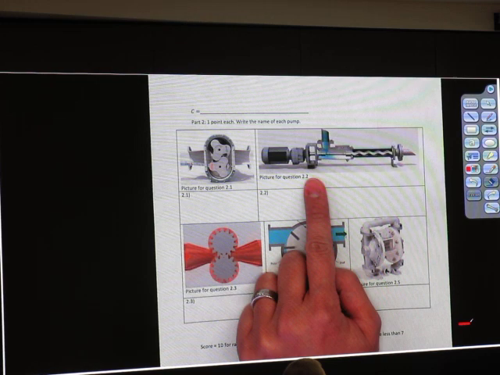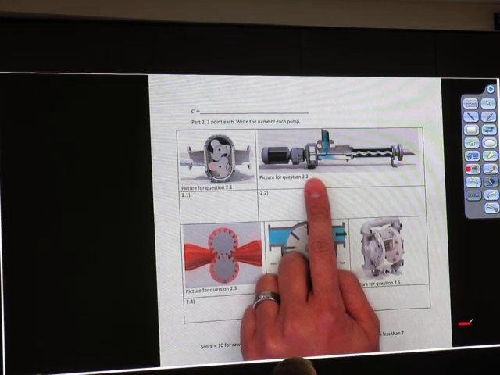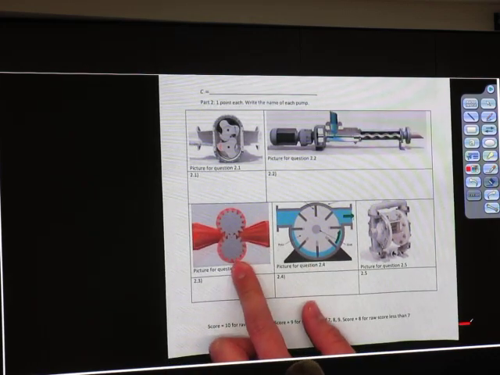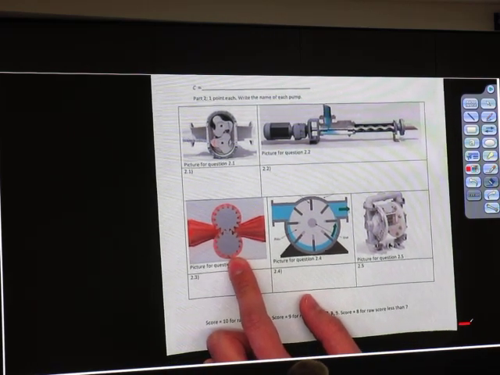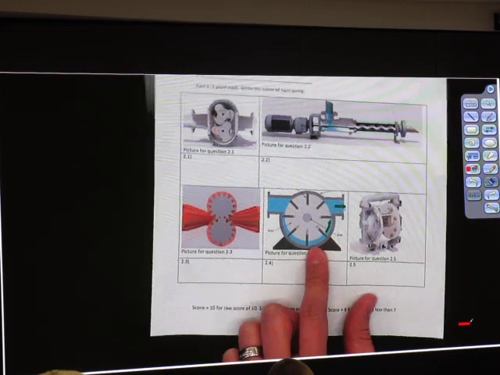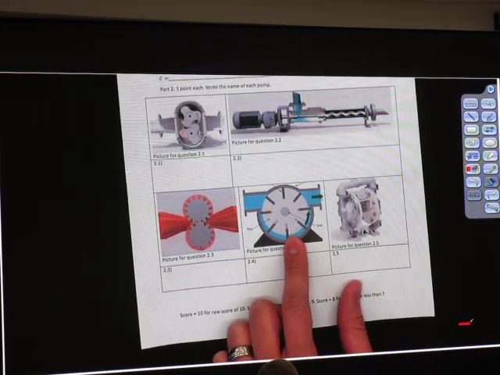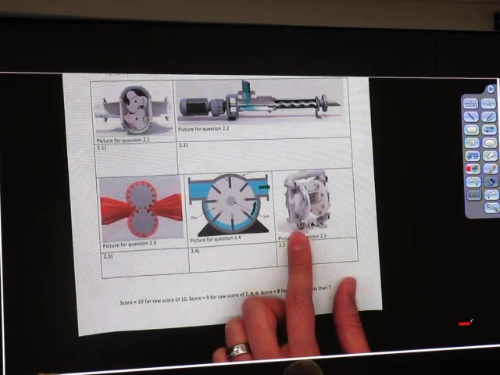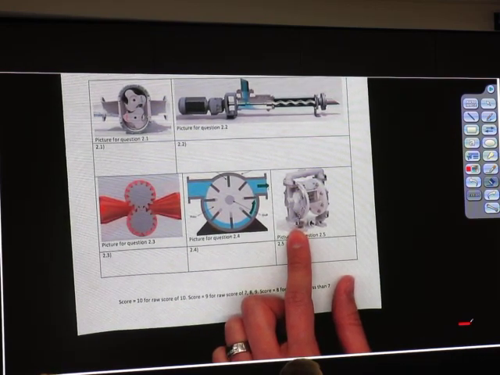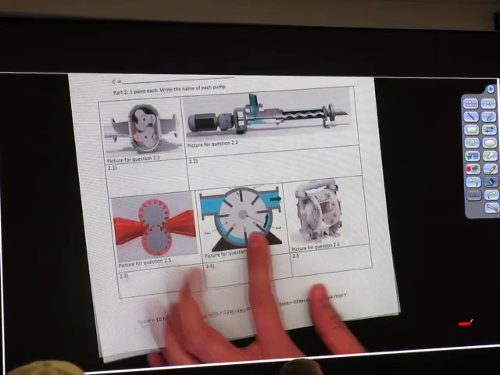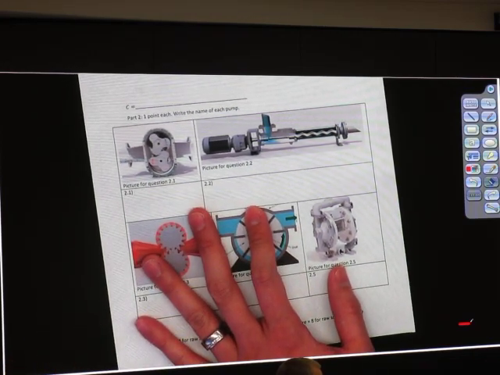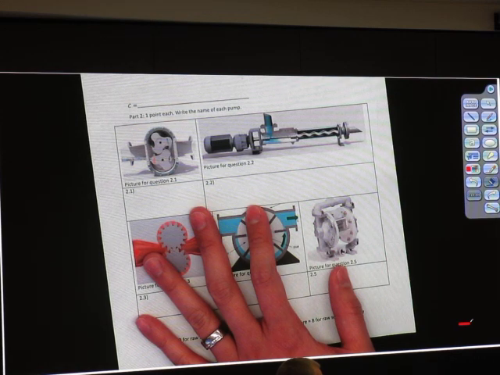Progressive cavity pump. What do you put there, Daniel? Progressive cavity pump. What about this one? Third one? Gear pump. Say gear pump. What about this one? Vane pump. What about the last one? Diaphragm. Who got all of this correct? Tell me. Oh, okay, not all of you. Why is that? Are you ready?